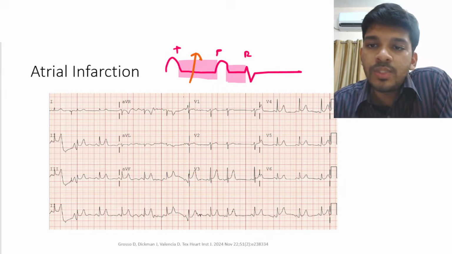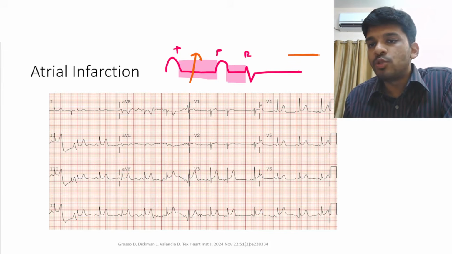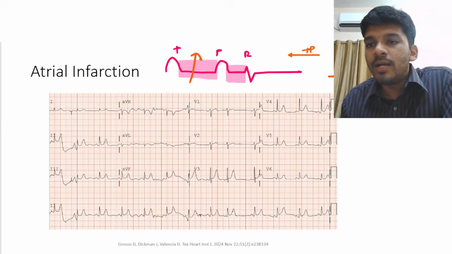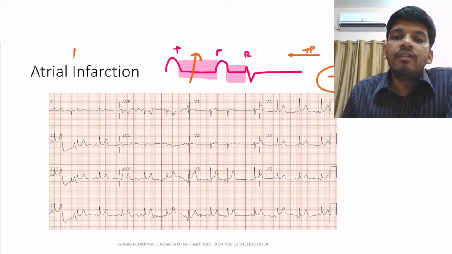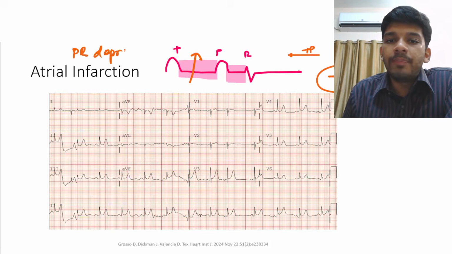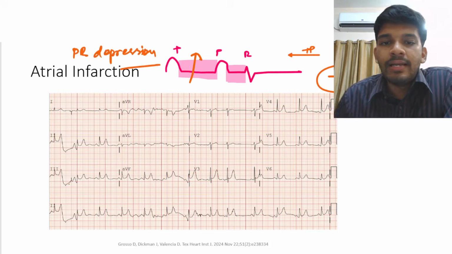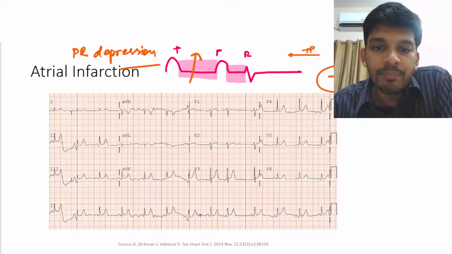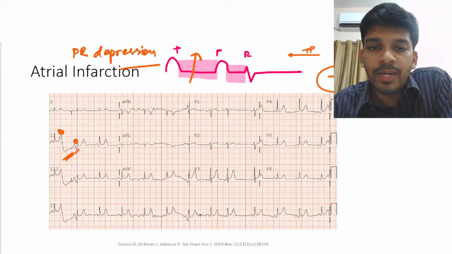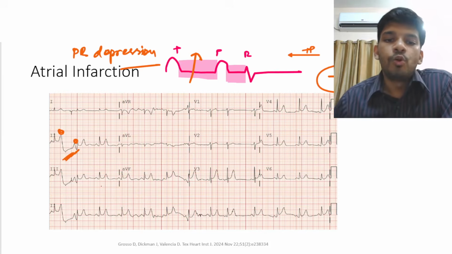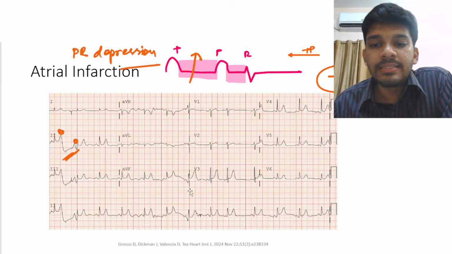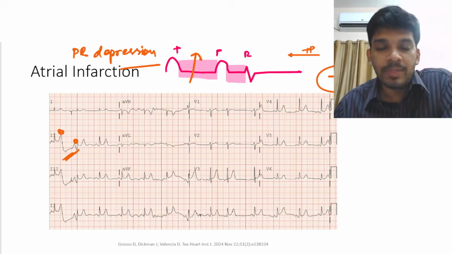But what we usually are able to see is, the baseline goes up and the PR remains normal. This is the PR, this is the TP. So what we usually comment on is the PR depression. Atrial infarction is picked up using PR depression. So in atrial MI, the finding is PR segment depression. That is the classical finding. As you can see here, this is the T, this here is the next P, so you can make out the PR depression in this area. PR segment elevation or depression indicates atrial infarction, and the baseline is the TP segment.